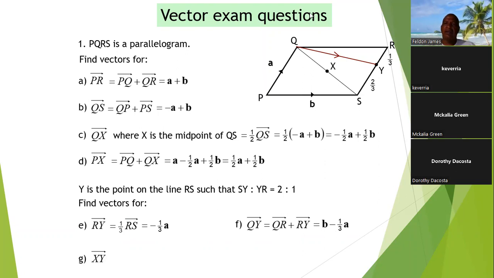XY. If you're going from X to Y, you would have to draw a line from X to Y. And so this would be the line going from X to Y.